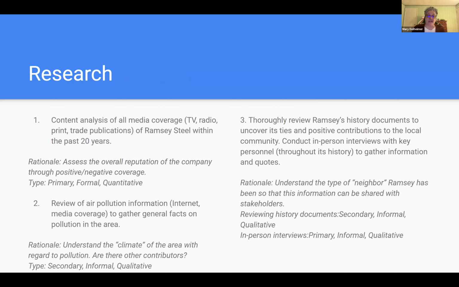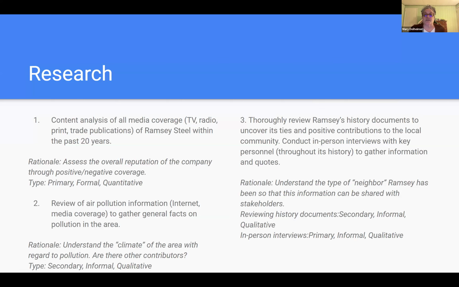Research that I had advocated for. One was content analysis of all media coverage of Ramsey Steel within the past 20 years. That I think would give a sense of the overall reputation of the company through positive and negative coverage. Also looking at air pollution information on the internet, media coverage, variety of areas to gather general facts on pollution in the area. And here I wanted to try to understand the climate of the area with regard to pollution. Are there other contributors that could be causing issues in the location near Ramsey Steel?